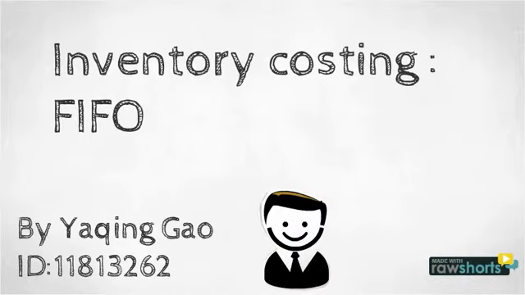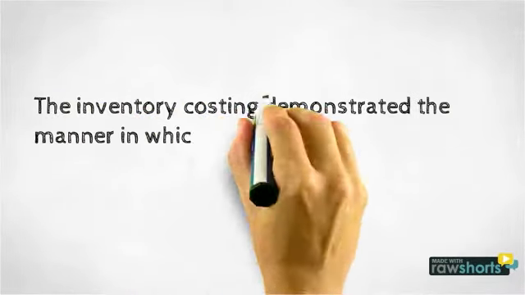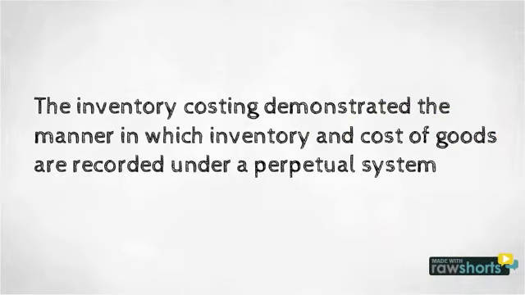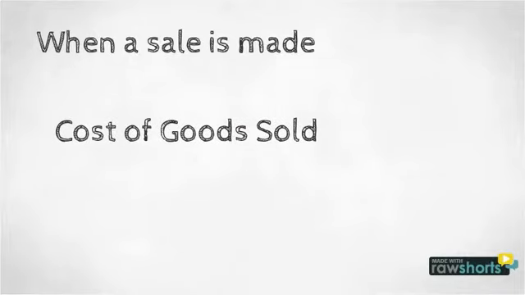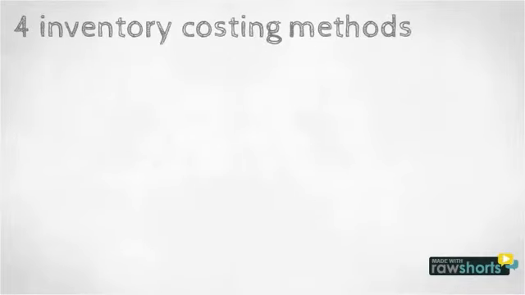Today I will talk about the FIFO of inventory costing. The inventory costing demonstrates the manner in which inventory and the cost of goods sold are recorded under a perpetual system. When a sale is made, the cost of goods sold is increased and the inventory is decreased. There are 4 inventory costing methods.